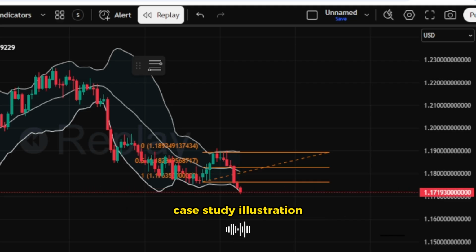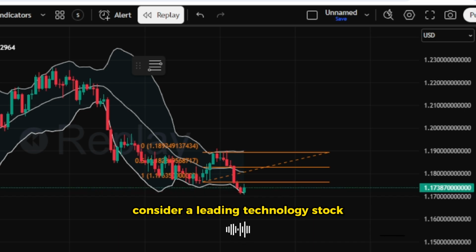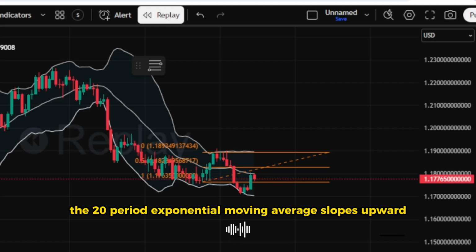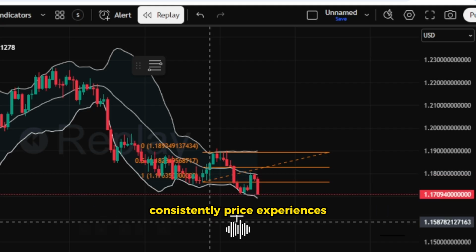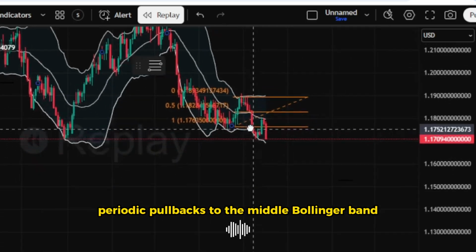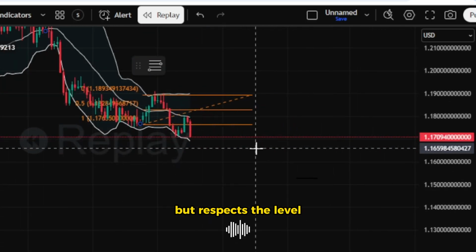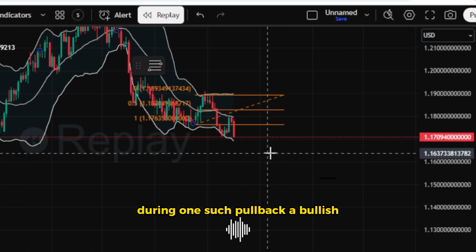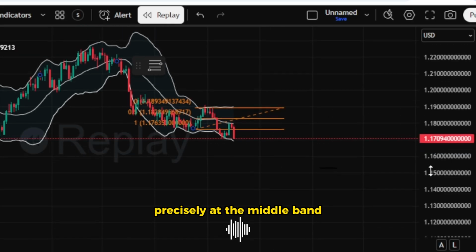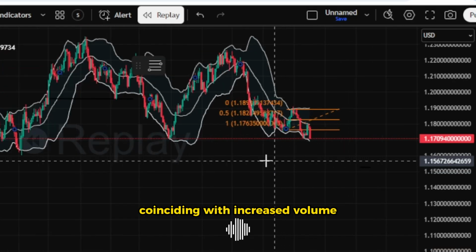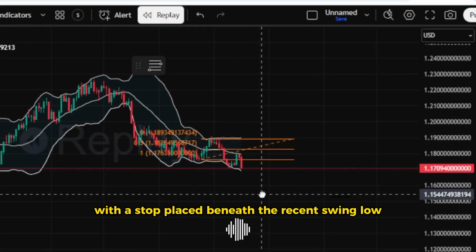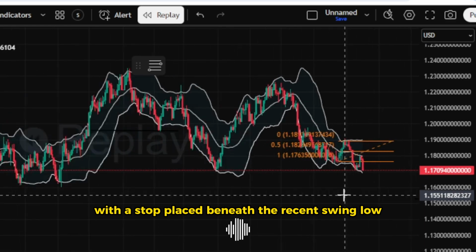Case study illustration. Consider a leading technology stock exhibiting a strong uptrend on the daily chart. The 20-period exponential moving average slopes upward consistently. Price experiences periodic pullbacks to the middle Bollinger Band, but respects the level without closing below it for more than 1 or 2 sessions. During one such pullback, a bullish engulfing candlestick forms precisely at the middle band, coinciding with increased volume. The trader enters a long position with a stop placed beneath the recent swing low and the lower band.